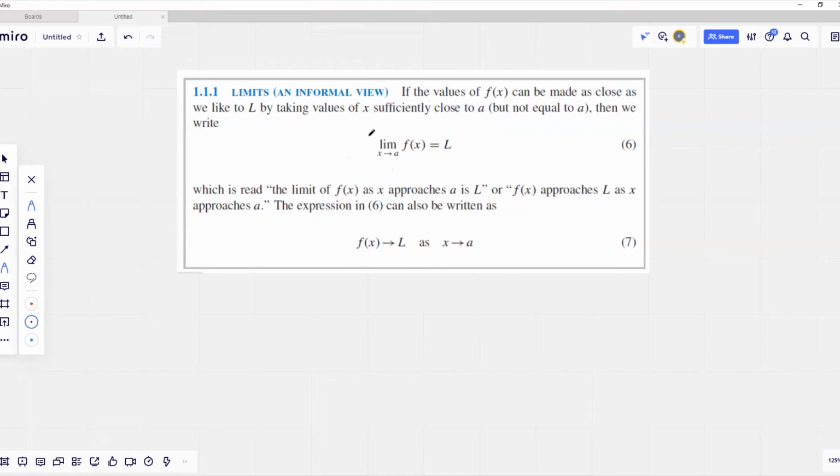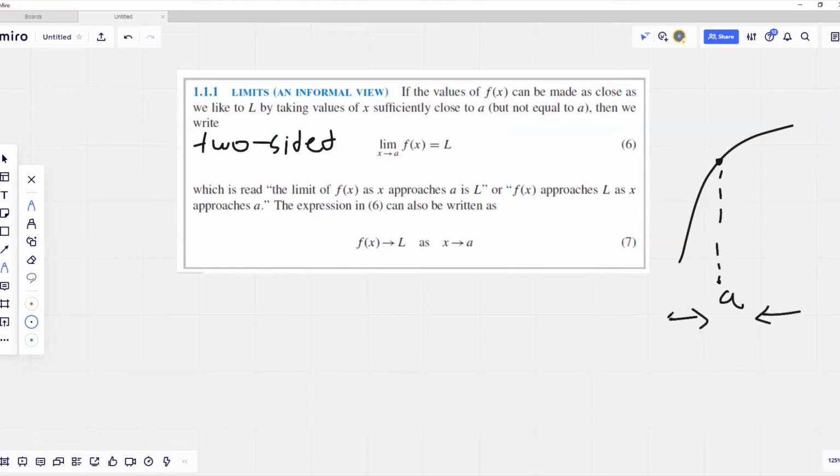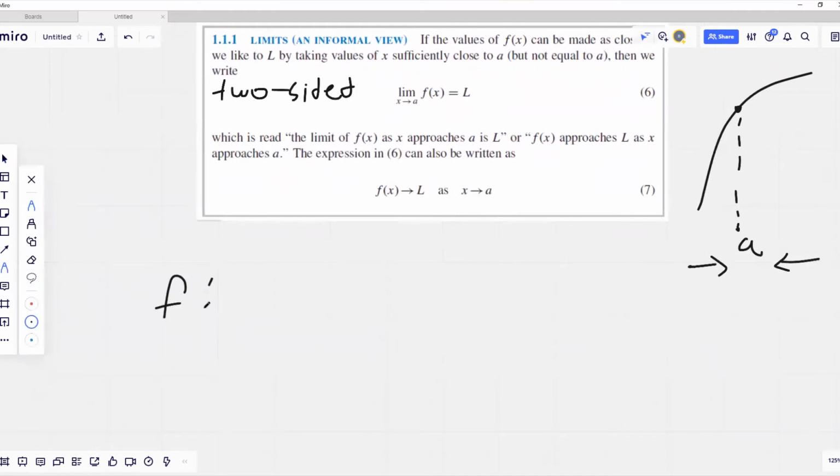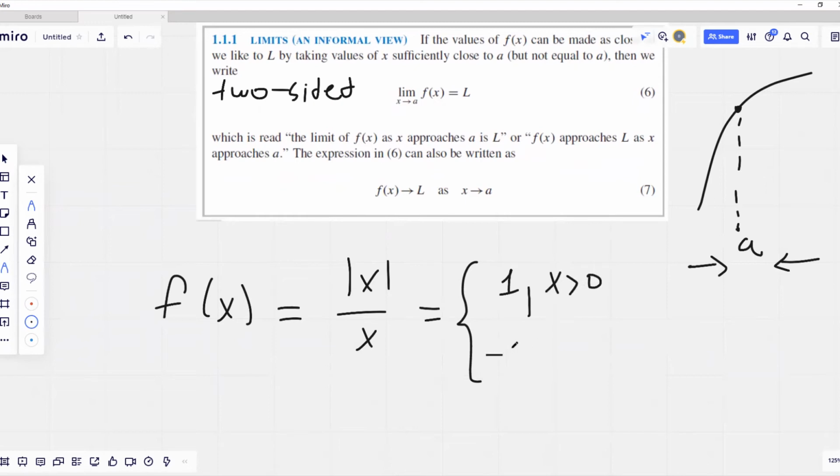This is also known as the two-sided limit, since here we can approach a from both sides. If we have the graph of our f of x and a is a point of interest where we'd like to find the limit, then we can approach a from both sides. However, various functions will behave differently when we approach a specific point from the left or right hand side. Let's take a look at the following function. f of x is equal to the absolute value of x divided by x, which is equal to 1 when values of x are greater than 0, minus 1 when values of x are less than 0, and undefined at 0.